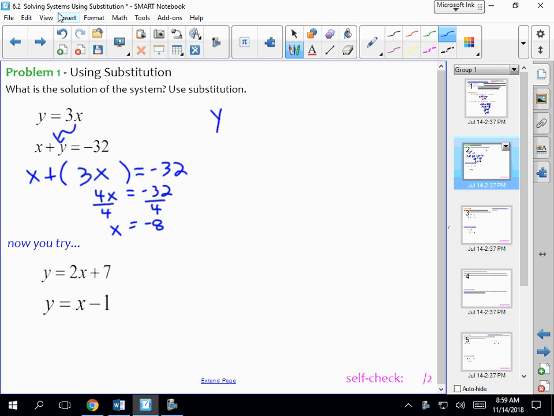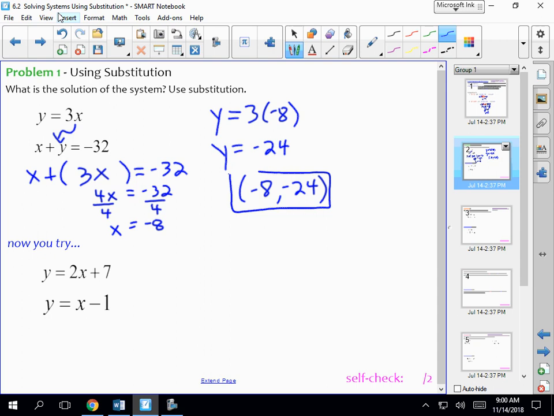Now take the equation that was already solved for y and plug in negative 8 for x. And so we have y equals negative 24. This is a good example of one where you wouldn't have wanted to graph this to find the cross at negative 8, negative 24. Negative 24 is quite a ways. So the solution is just negative 8, comma, negative 24. That's where they cross. You can box it.